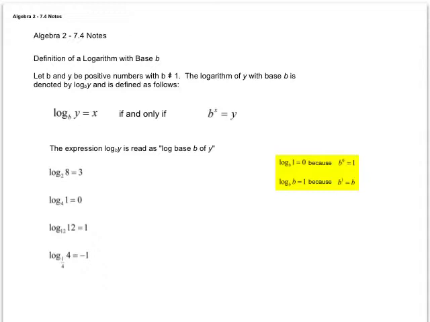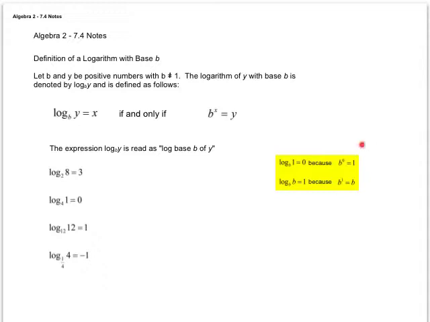So the logarithm of y with base b is denoted by log base b of y and is defined as follows. The log base b of y equals x if and only if b to the x equals y. So these two go together, all right? They are inverses of each other, and we're going to discover more about how that works. So, it's the log base b of y, all right?